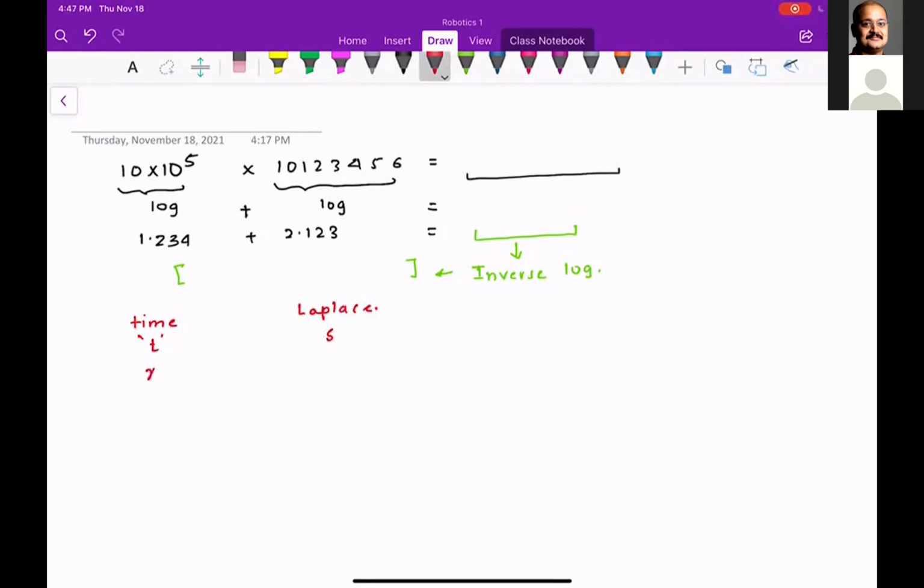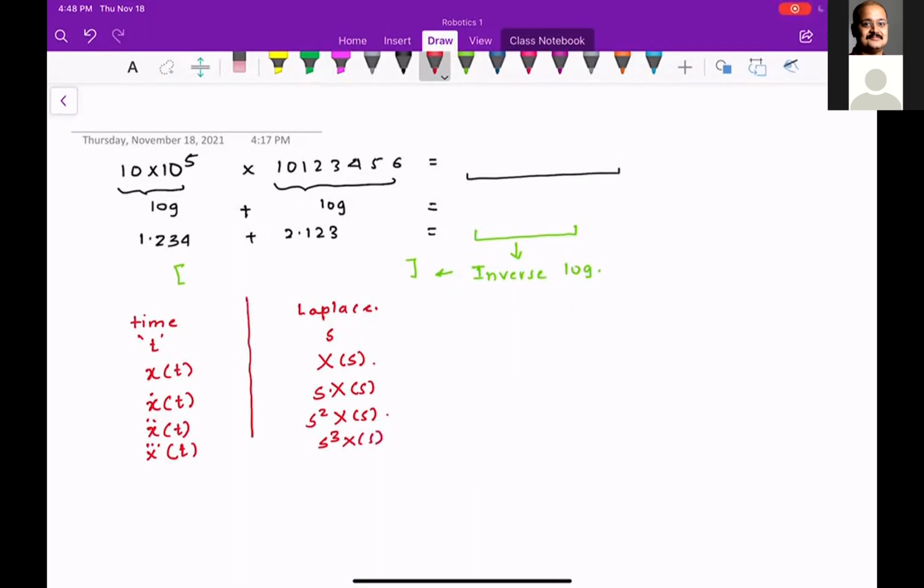So think about it. You have x of t. In the Laplace domain, you have the variable x of s. In the time domain, the independent variable is t. In the Laplace domain, the independent variable is s. If you take the derivative in the time domain, it becomes s multiplied by x of s. If you take the second derivative, it becomes s square x of s. If you take the third derivative, can someone tell me what it would become? S cube x of s.